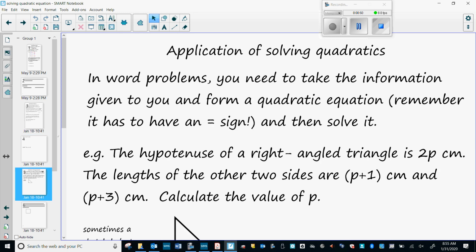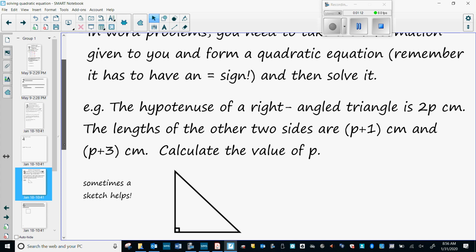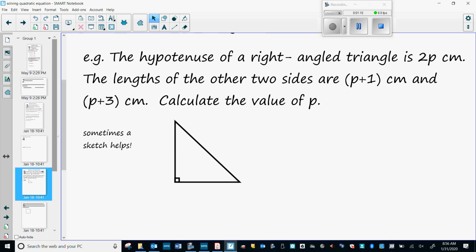Now, when it comes to application of solving quadratics, sometimes we need to look at the solutions that we get and say, well, hang on, that one doesn't make sense. The process of solving a quadratic for an application problem is exactly the same as anything else. They will give you a situation, in this case a right angle triangle. They will give you algebra rather than all numbers. You have to set up an equation and then solve it.